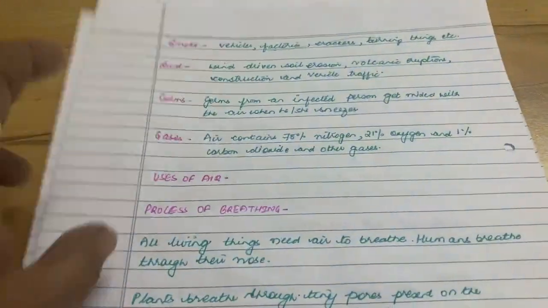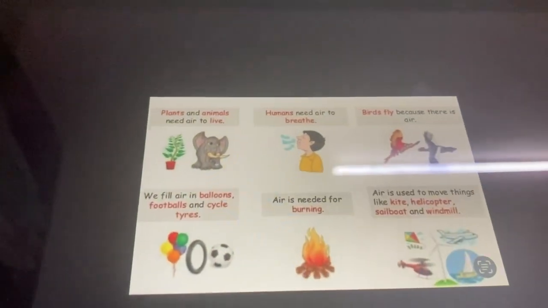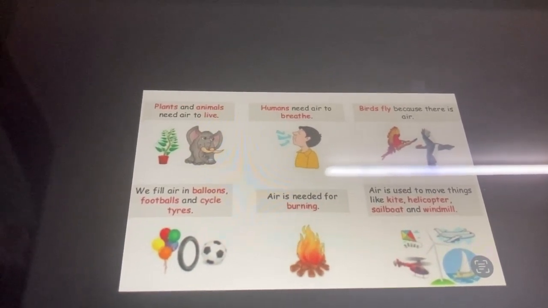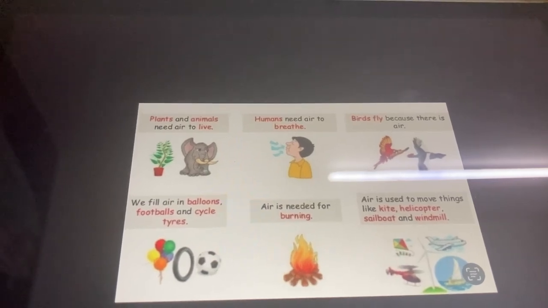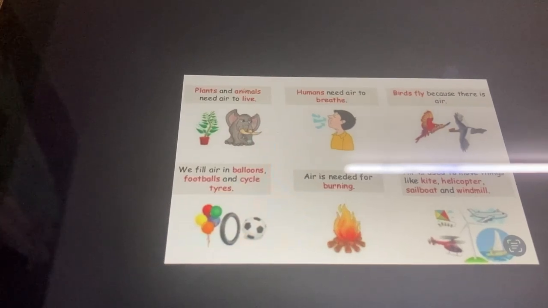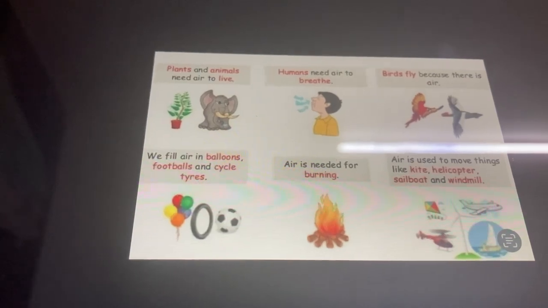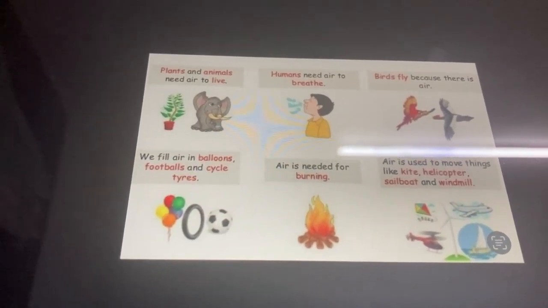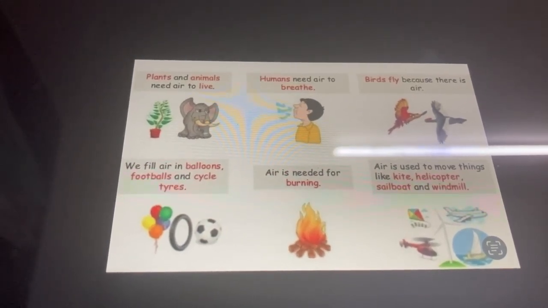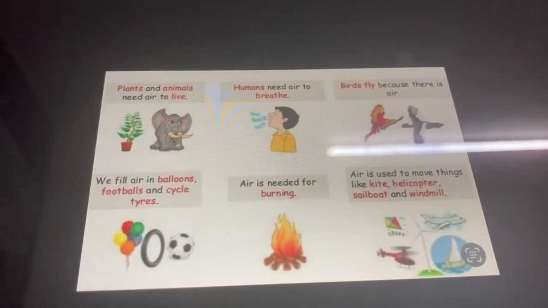So we had discussed that air is used in many ways, and here I have a few for you. Plants and animals need air to live. Humans need air to breathe. Birds fly because there is air. We fill air in balloons, footballs, and cycle tires. Air is needed for burning. Air is used to move things like kites, helicopters, sailboats, and windmills. And since air contains many gases such as oxygen and carbon dioxide, all living things require oxygen for breathing.